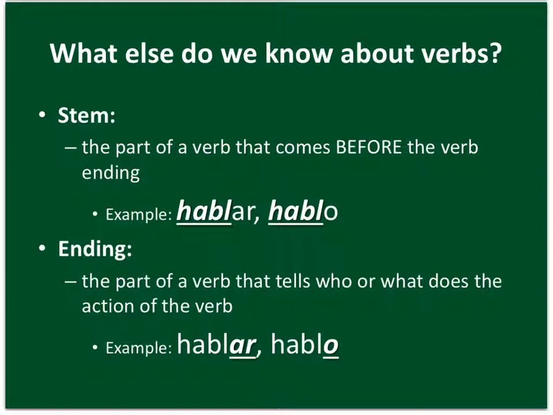All right? The ending is the part of the verb that tells us who or what does the action of the verb. Again, with our examples, hablar, AR, tells us no one's doing the verb. It's in its infinitive form. It's the "to talk." Versus hablo, the O on the end tells us that I talk. I'm the one doing the action.